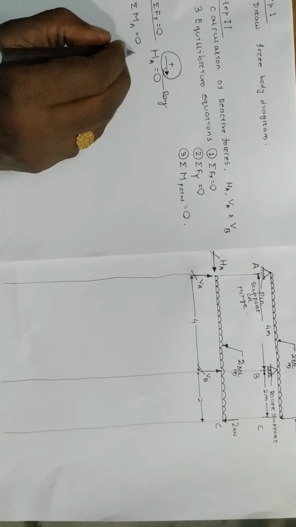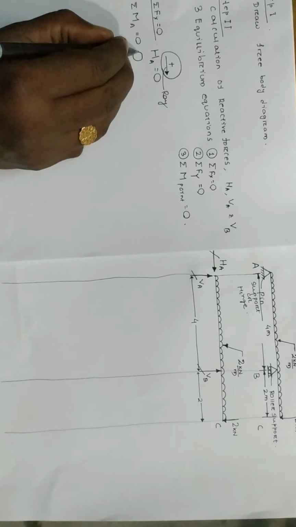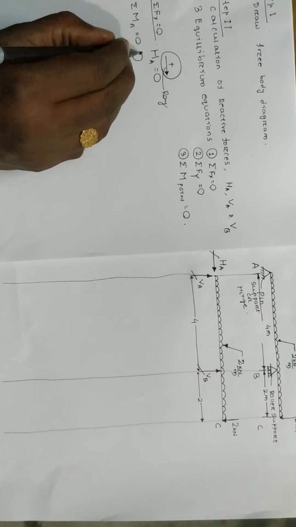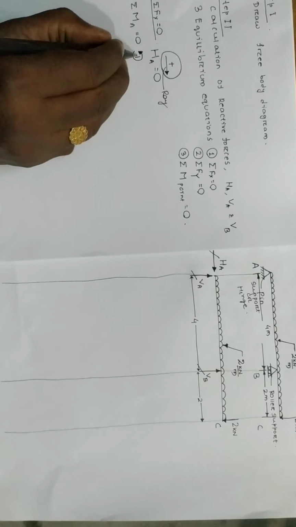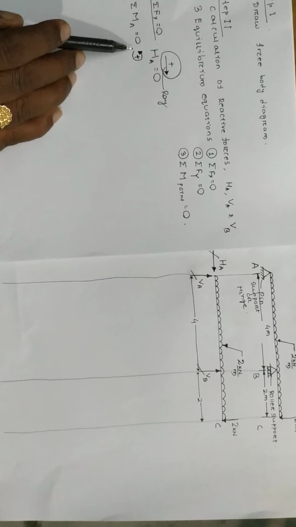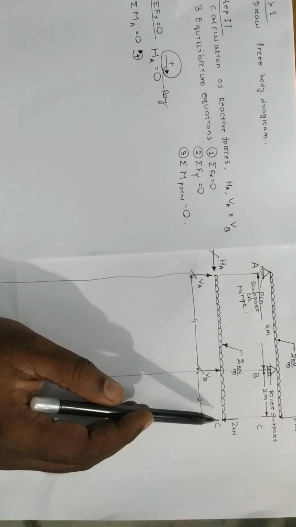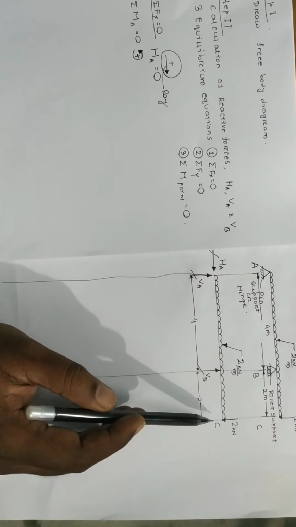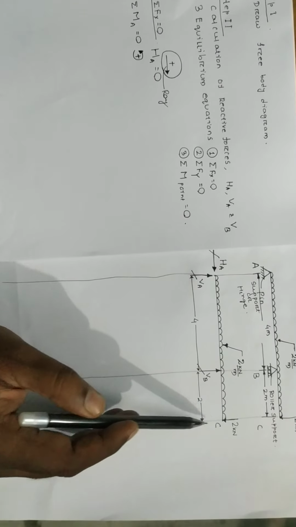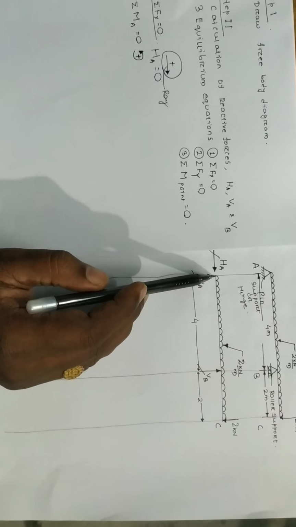Then sign convention. I will take the generally accepted sign convention here: the counterclockwise moment as positive. This is the symbol for counterclockwise moment. So what are the forces? First I will take the 2 kilonewton force. You see what will be the sense of this moment, clockwise or counterclockwise. You can see 2 kilonewton vertically downward, and this is the point A. So the moment will be clockwise. So this will come minus.